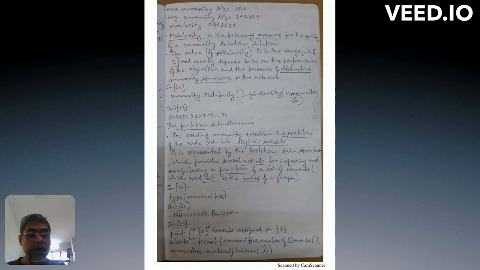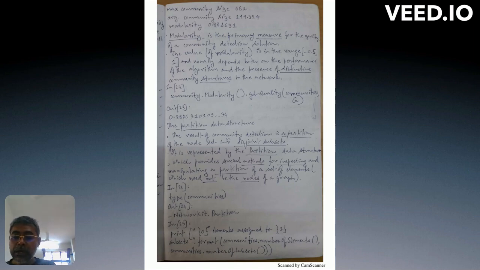So this is a piece of code, right? community.modularity, sorry, modularity.getQuality(communities, G). Then there is the partition data structure and many other things. The result of community detection is the partition of the node set into disjoint subsets. It is represented by the partition data structure, which provides several methods for inspecting and manipulating a partition of the set of elements, which need not be nodes of the graph. So you can see these things as it is written in the slides, this piece of code.